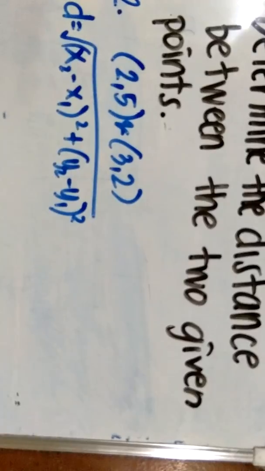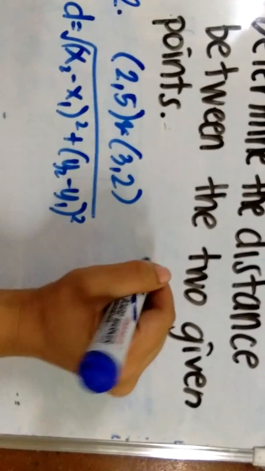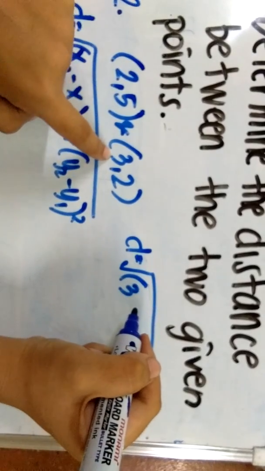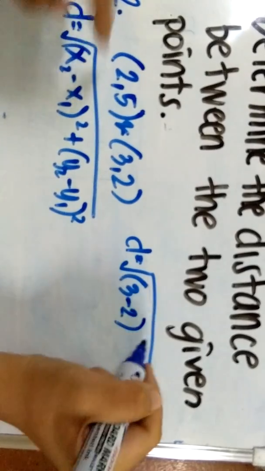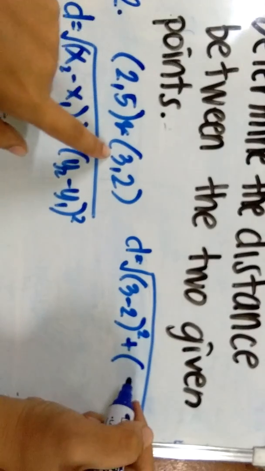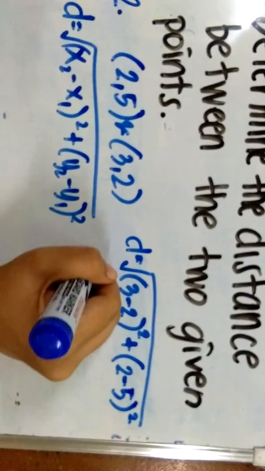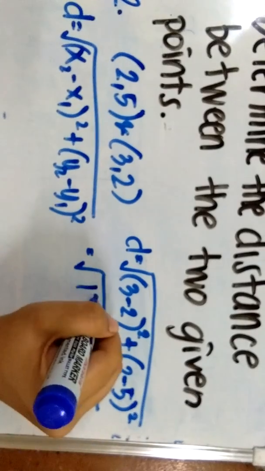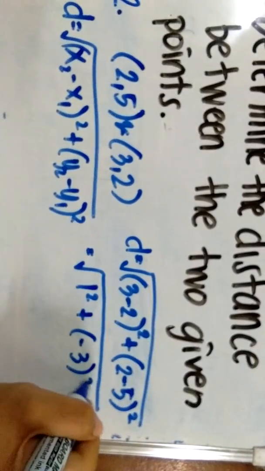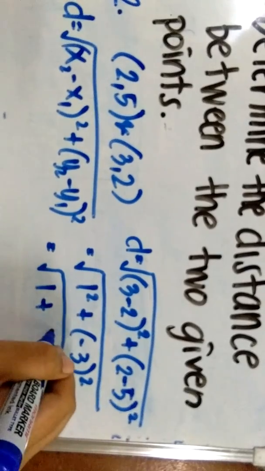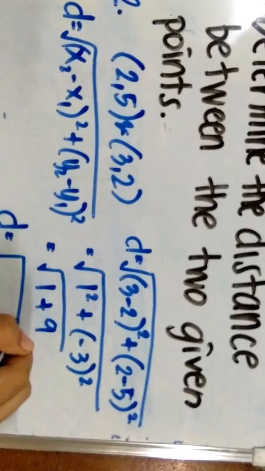Another example is to determine the distance between the points 2, 5 and 3, 2. So substituting again the coordinates of these 2 points to the formula, we have d is equal to the square root of 3, which is our x sub 2, minus 2, which is our x sub 1, squared, plus our y sub 2, which is 2, minus 5, which is our y sub 1, squared. This is just equal to 1 squared plus negative 3 squared. Okay? So 1 squared is just 1 plus negative 3 squared, which is equal to 9. So our distance is the square root of 1 plus 9, or the square root of 10.